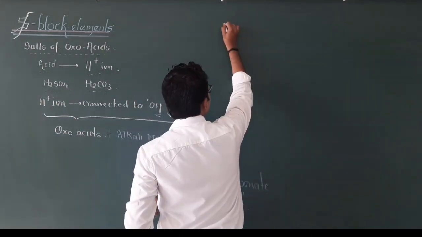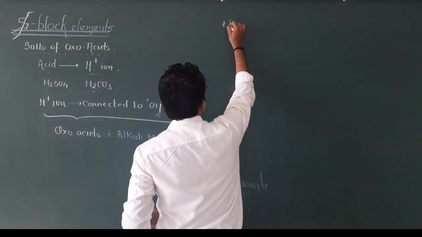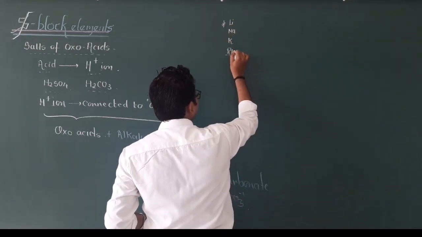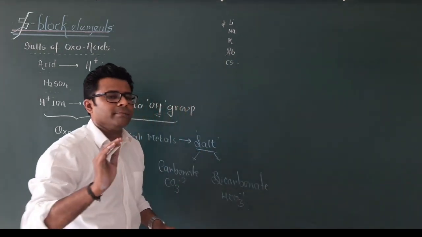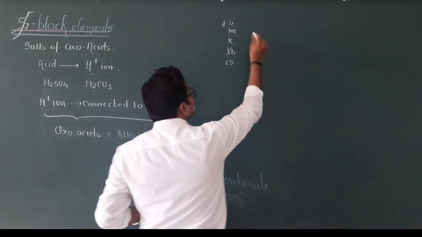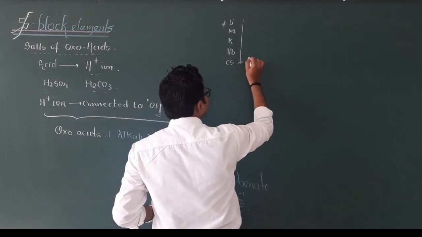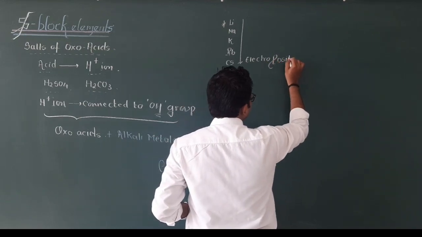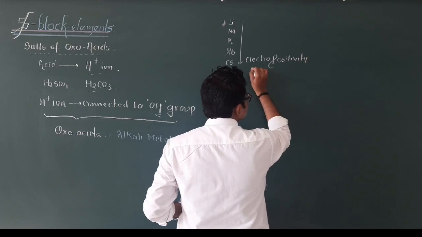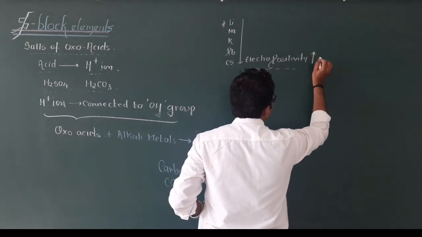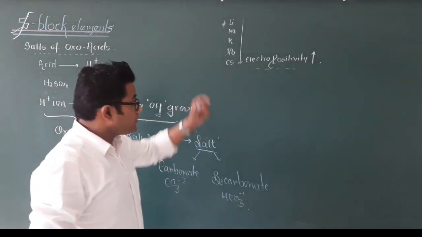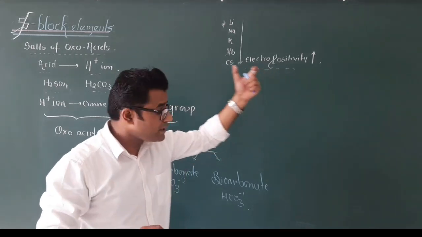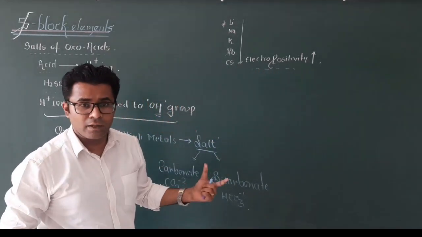As we travel down the periodic table in the alkali series, that is from lithium to sodium, potassium, rubidium, and of course cesium, what happens is that the electropositive nature increases. Now, this increase in electropositive nature has a direct impact on the stability of carbonates and bicarbonates.